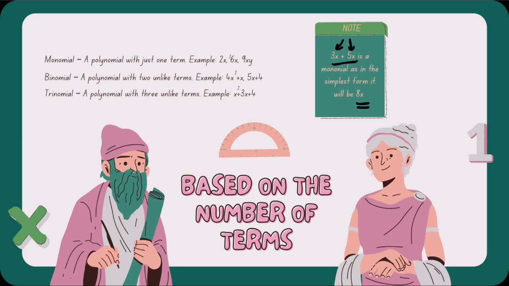So 3x plus 5x can be added or subtracted depending upon their signs. And it can be further simplified. So then we get a monomial. The number of terms reduces. So this is the logic.